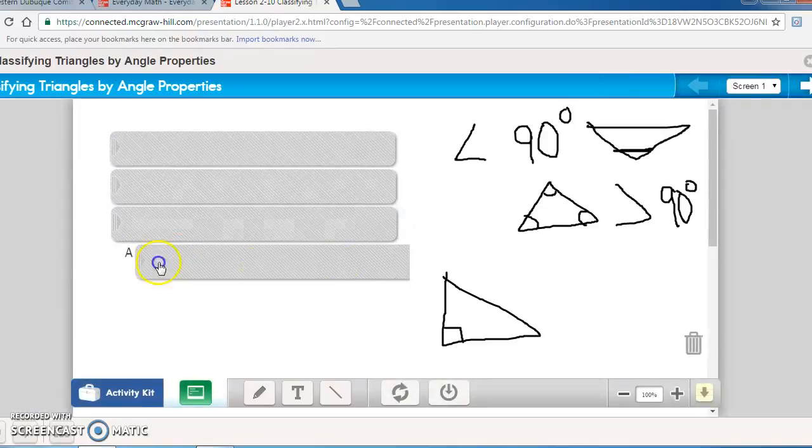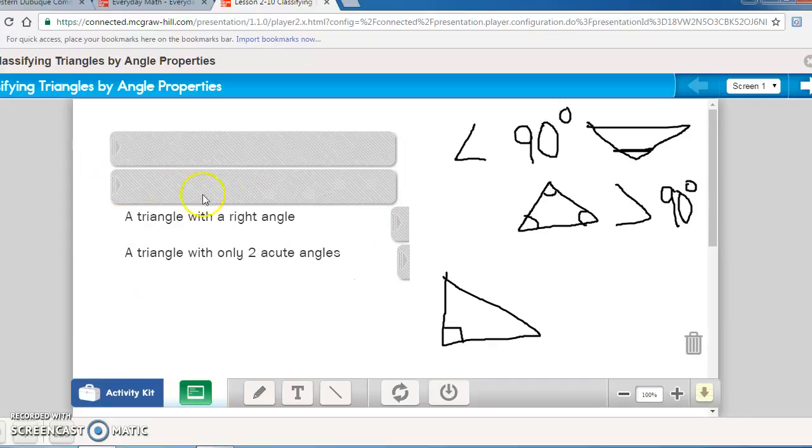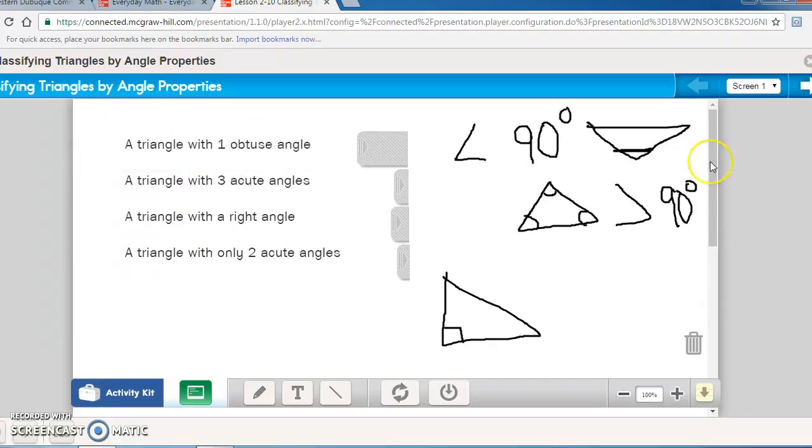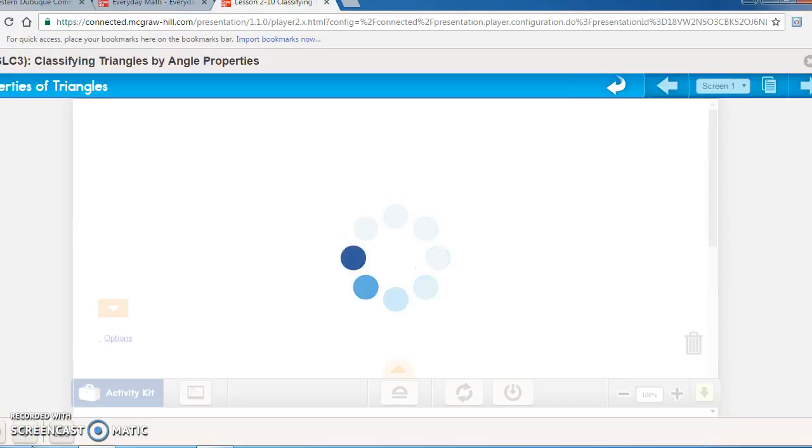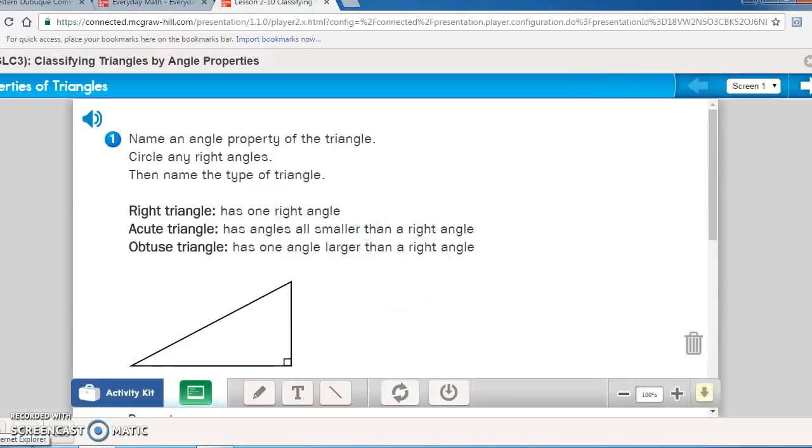And the final one, a triangle with only two acute angles. And again, you could draw something similar to the one that we did up here at the top. So a right triangle has one right angle. An acute triangle has angles all smaller than the right angle. So these two here are smaller. An obtuse triangle has one angle larger than a right angle.